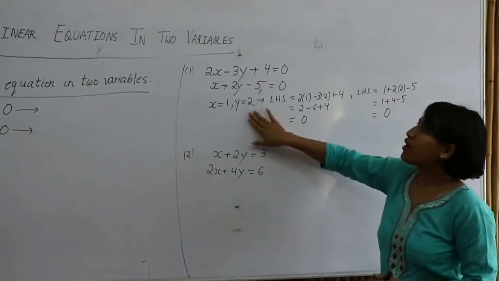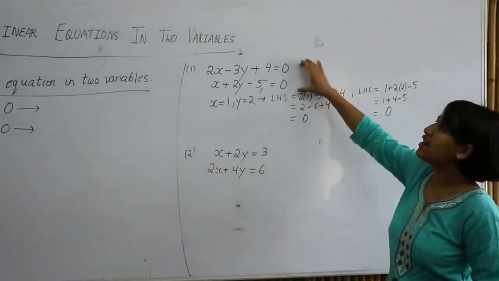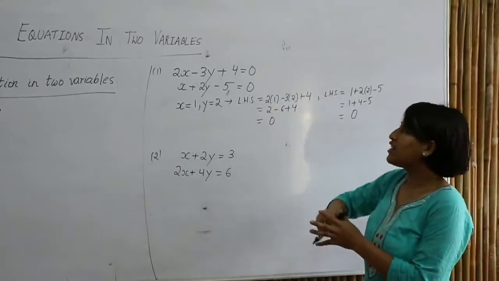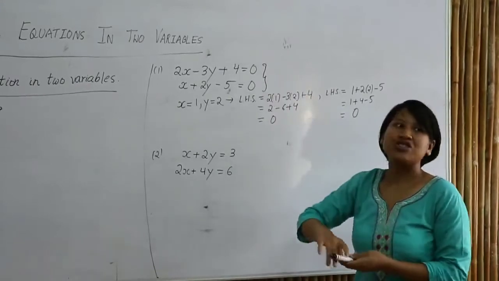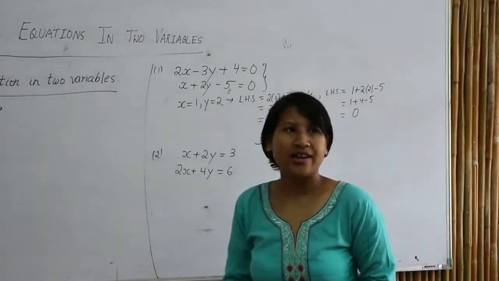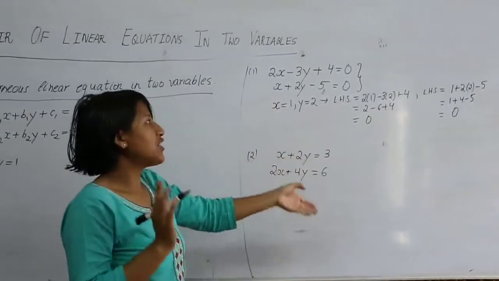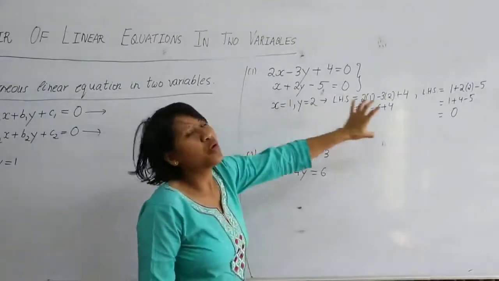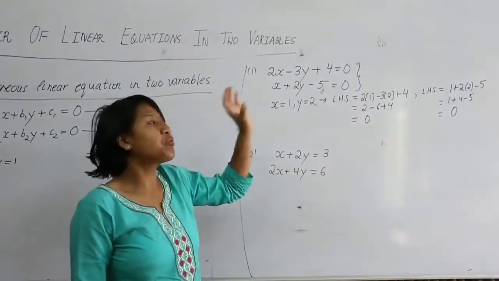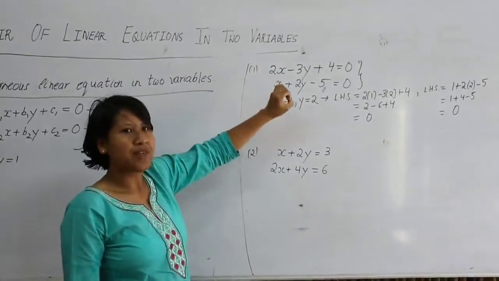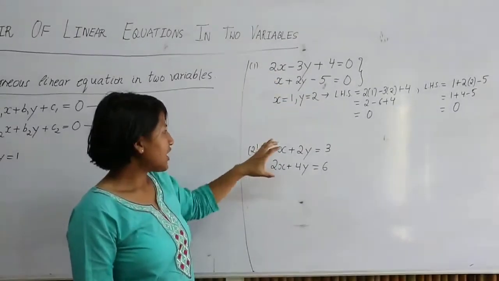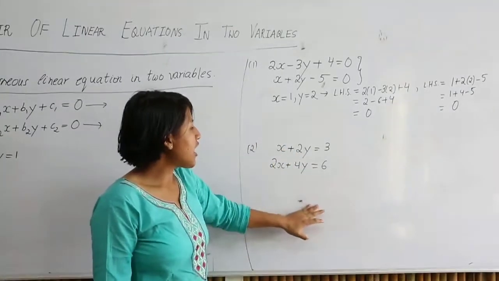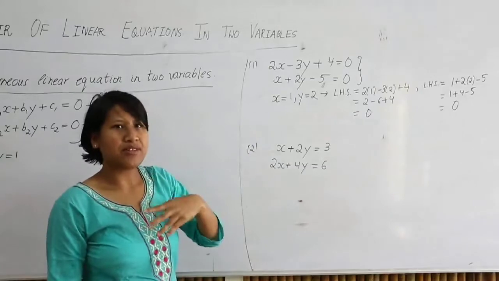So x equal to 1 and y equal to 2 is a solution of this simultaneous linear equation of two variables. Remember, it has to satisfy both the equations. And after trying several numbers, I found that I got this as the only common solution of these two. But then there are cases, like this equation, where you will find that there is not just one common solution, but there are more.